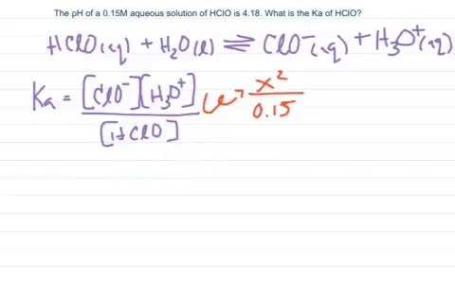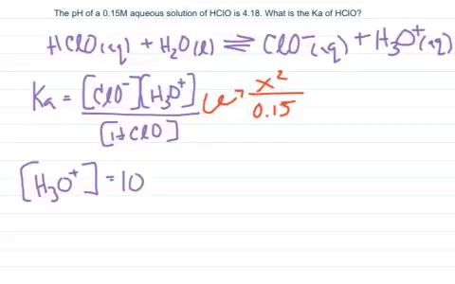Now, I'm going to take a look at what I have. So I have molarity and I have pH. What I don't have is Ka. So I need to find out what is the hydronium in water and if I can use that. So what I'm going to do is take H3O plus is equal to 10 to the minus pH, and I'm going to use that pH.